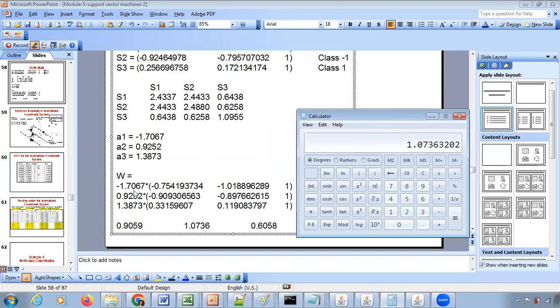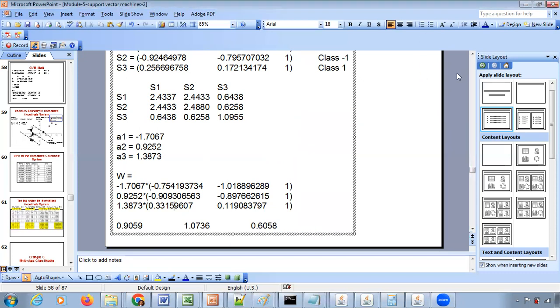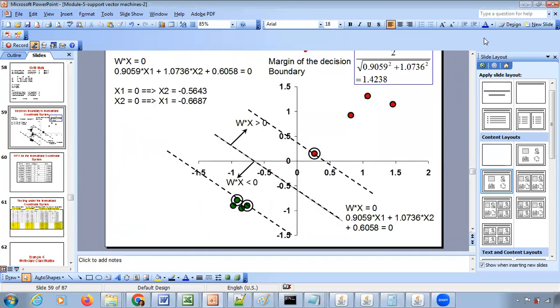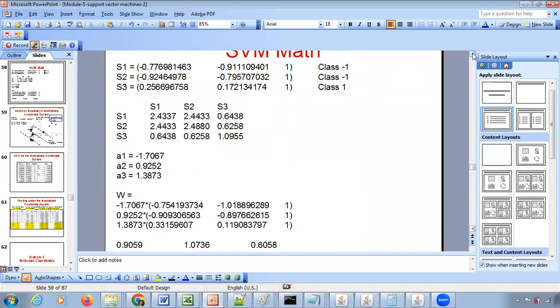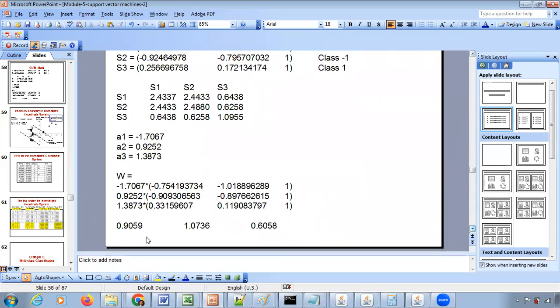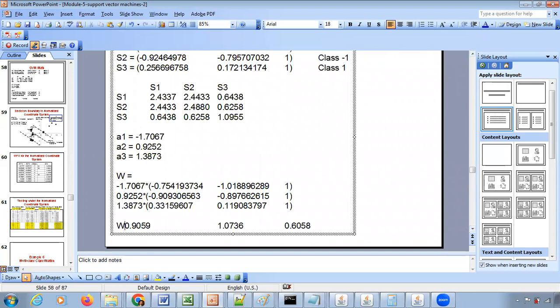So we just deal with the coefficient values. It's a negative sign. So minus 1.7067 plus 0.9252 plus 1.3873. That's 0.6058. So that's what we have here. That's your theta 1, theta 2, and B. We can write that down if you need. So this is your W.